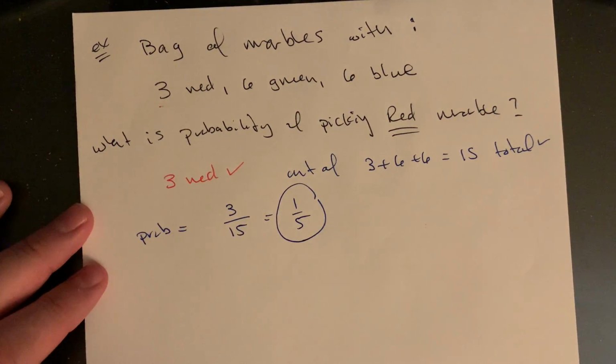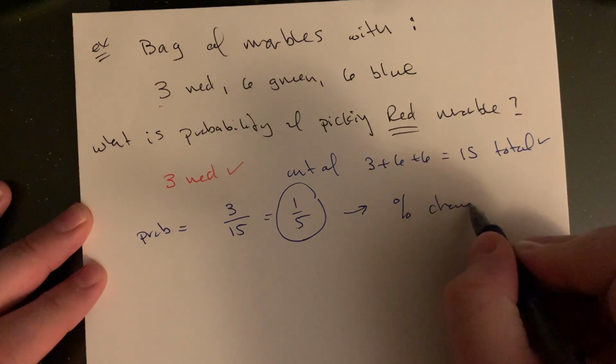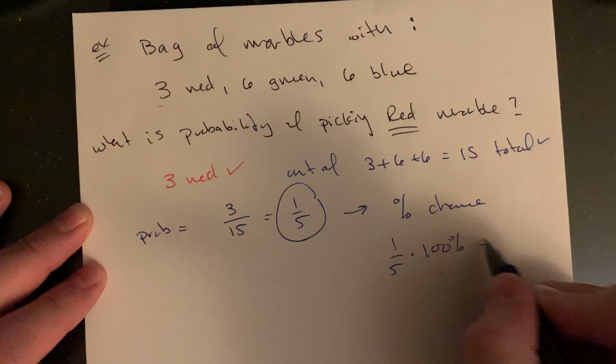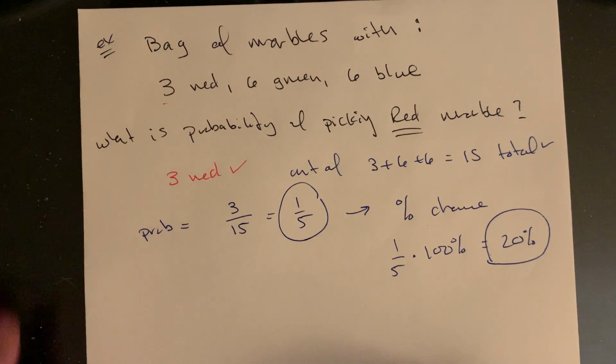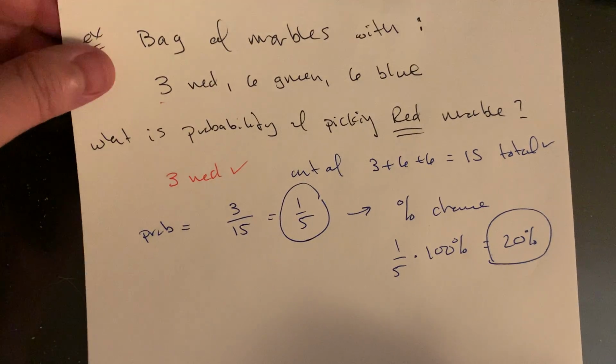So our probability is a fraction. That's when we can convert it into a percent chance, right? 1/5 times 100% would get us to 20%. So we have a 20% chance of picking a red out of this bag where we've got 3 reds, 6 greens, and 6 blues.